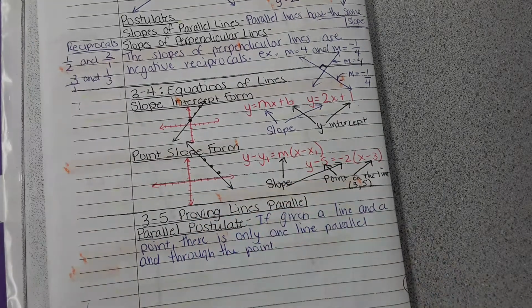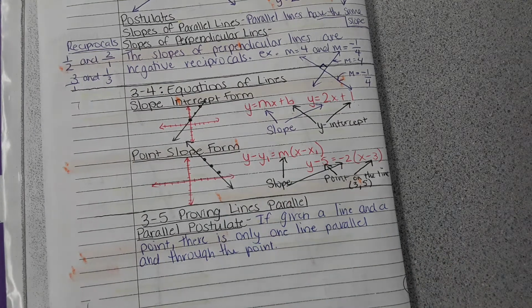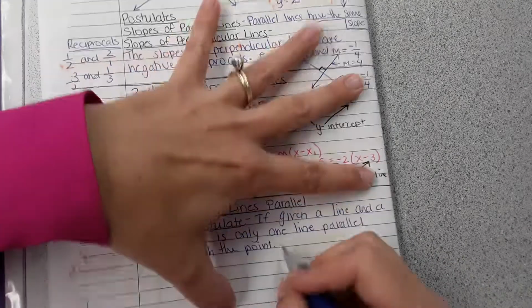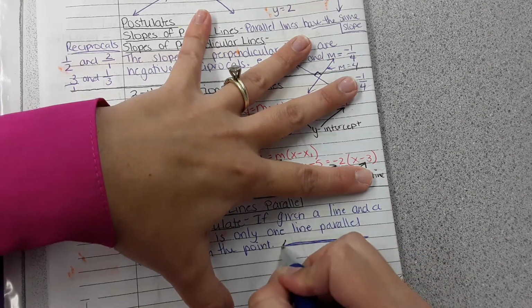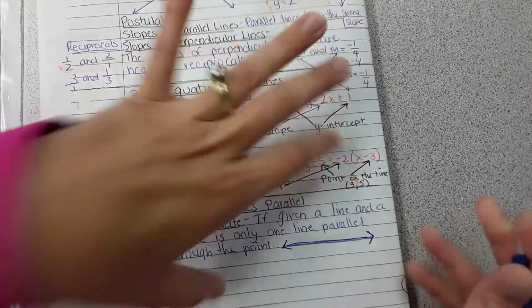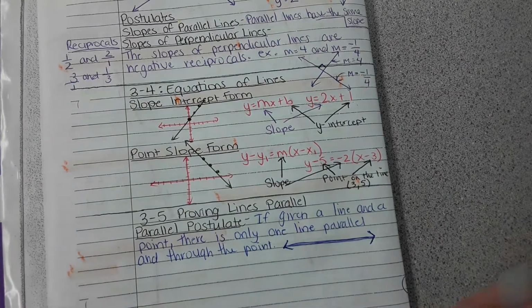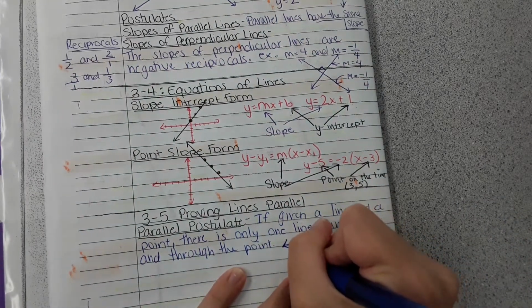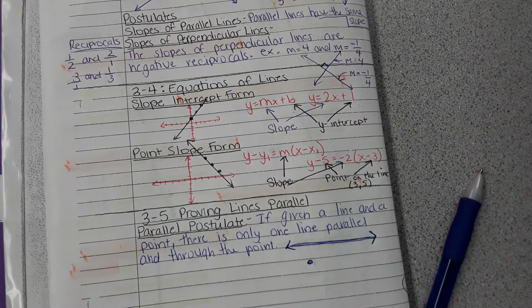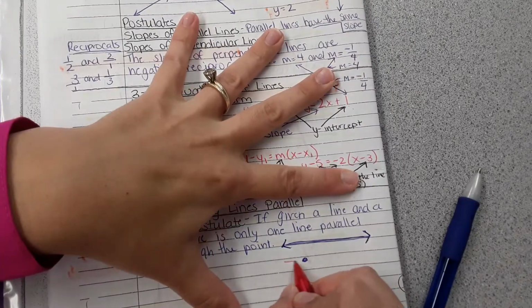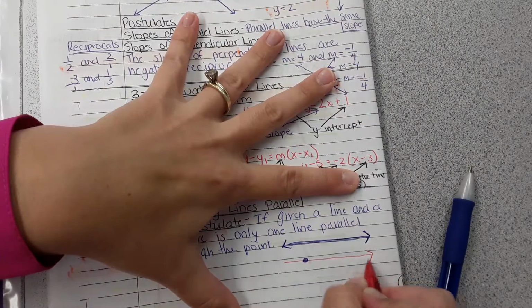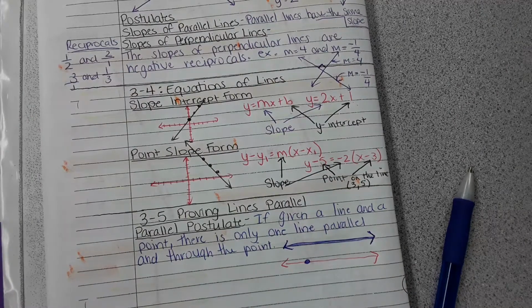What the heck is that talking about? I'm going to draw a picture. So if we have a line like this, and then another point, say it's right there, there can only be one line through that point and parallel to the original line. So there's only one line that can go through that point and be parallel to the original line, which makes sense.